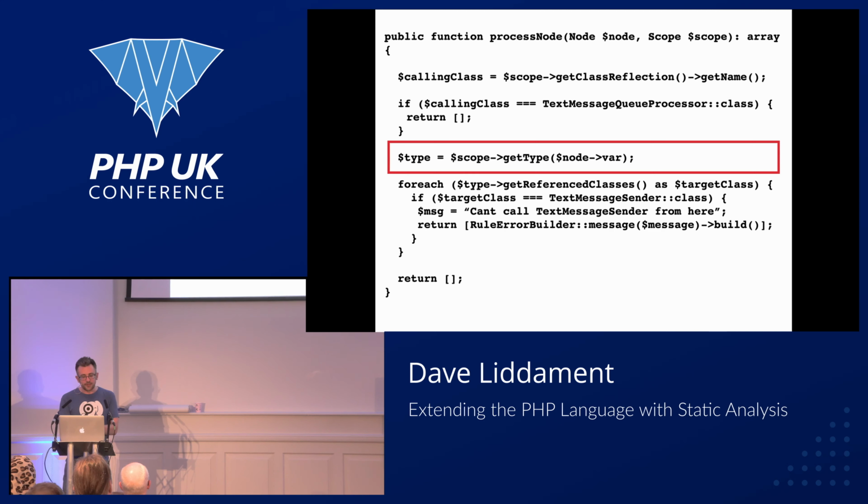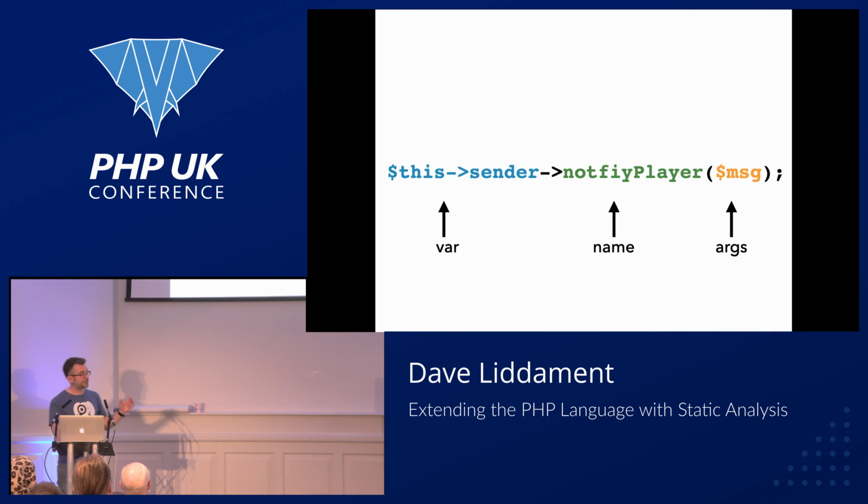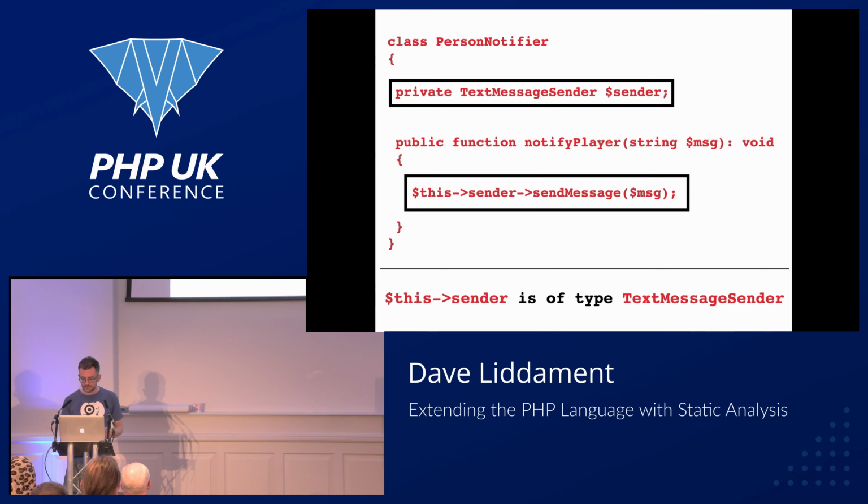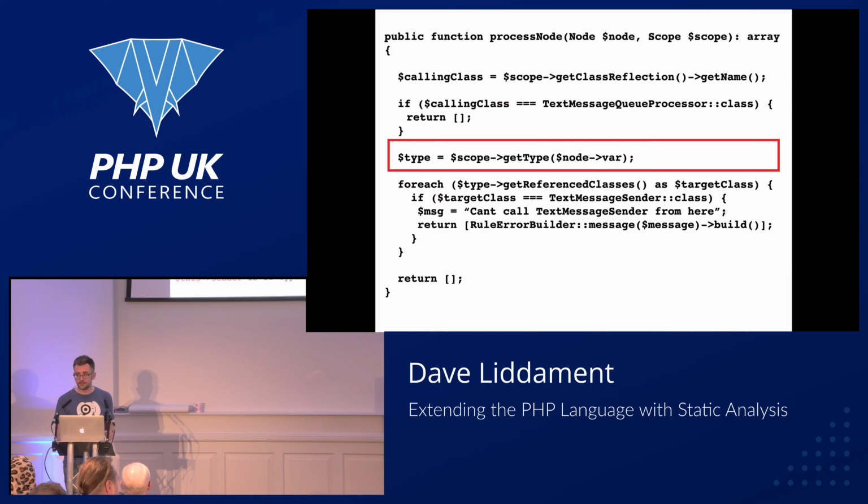So the next thing is we need to know the type. As a quick reminder, we've got the variable, the name, and the arguments, and we need to know the type of $var. So we need to know what this sender resolves to. If we look at some code, if we've got a property text message sender, and then we're calling this sender send message, then this sender is of type text message sender, okay? So we're trying to get the type of whatever our node var is, to work out what class we're calling send message on. So that's what type is.